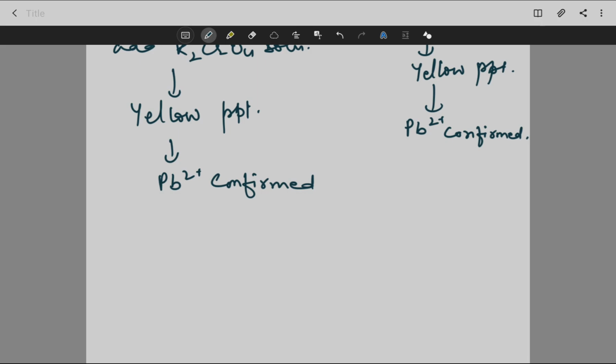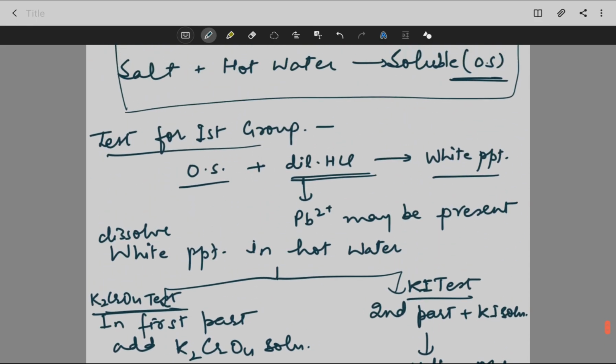But before we proceed to group 2, we should understand the chemistry behind these tests. Why are we getting this white precipitate here? What is the reaction taking place? We are taking a lead-containing salt, that is Pb2+, and to this we are adding dilute HCl. So it will form PbCl2, and this forms the white precipitate. That is how we get the white precipitate.